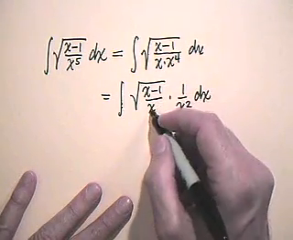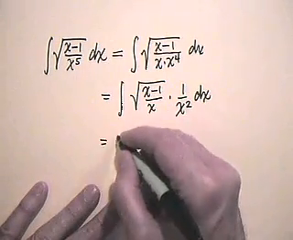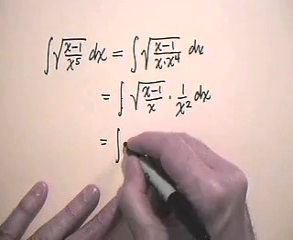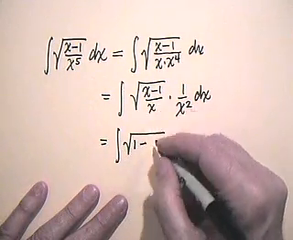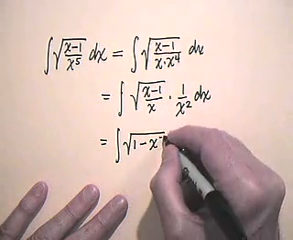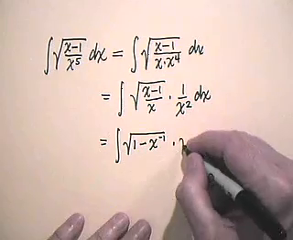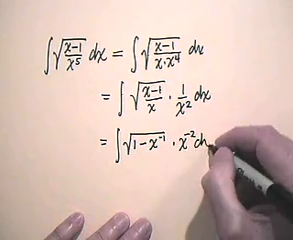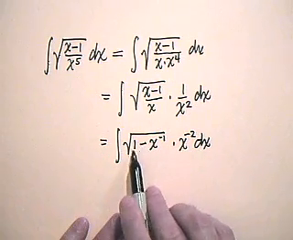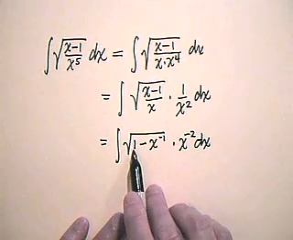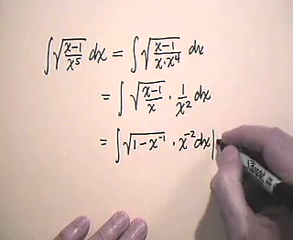Now let's divide the x into each term inside this radical, and we get the indefinite integral of the square root of 1 minus 1 over x. Well, I'm going to write that as x to the negative 1, times, and I'll write this 1 over x squared as x to the negative 2 dx. And so now you can see easily in this form what I want to do is substitute u equals 1 minus x to the negative 1.